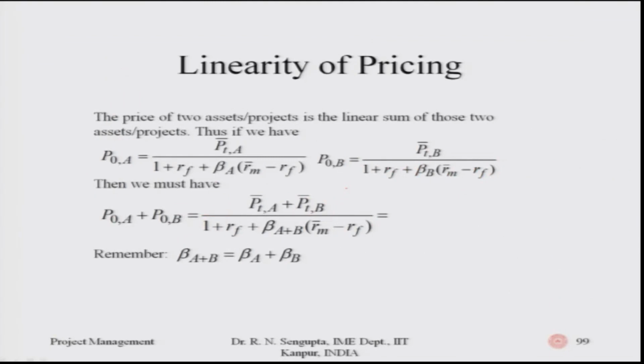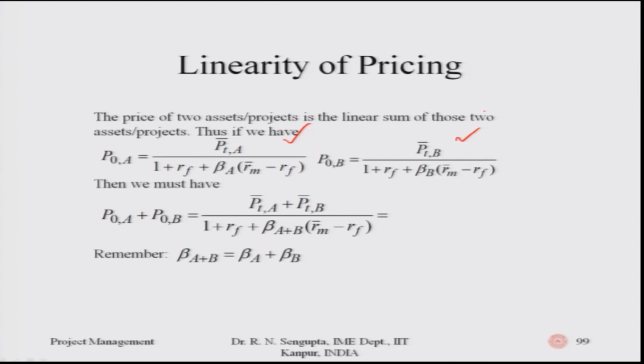So, the price of two assets or projects is basically a linear sum of these two assets or the projects or the prices which you have. So, say for example, if you have the price as of now for project A or asset A or investment as A, and that for asset B or investment B with a suffix B, then we will see the prices of the first one and the second one will be based on the exact formula which you have just derived.